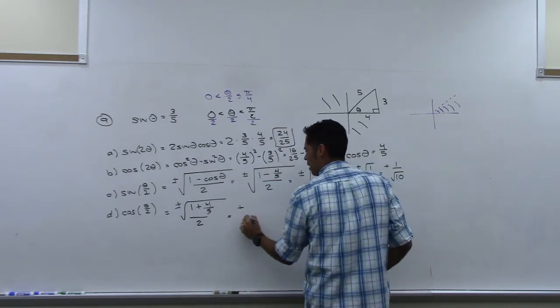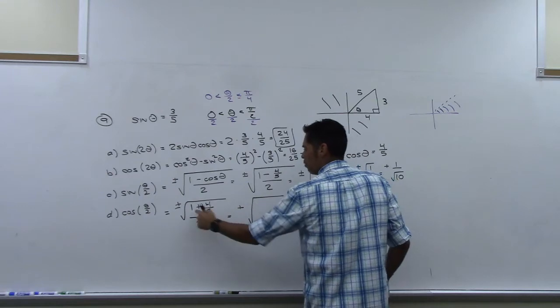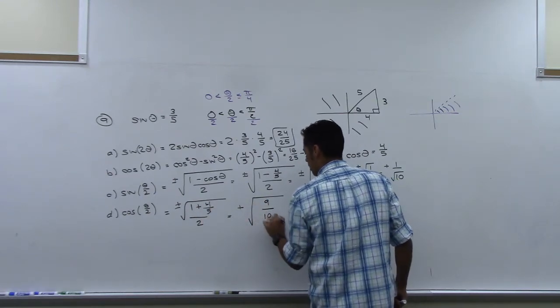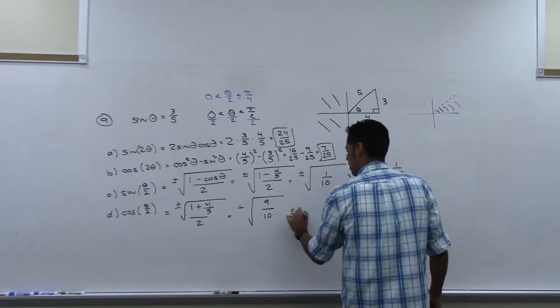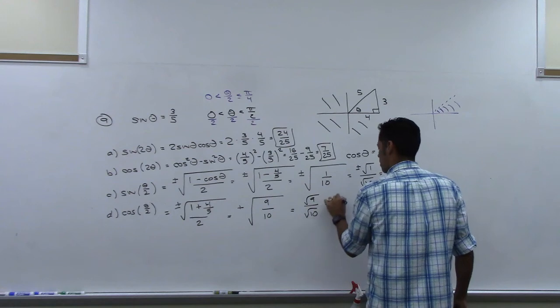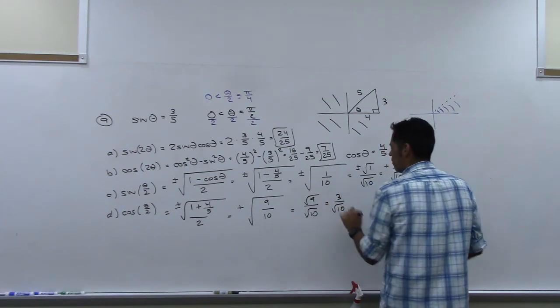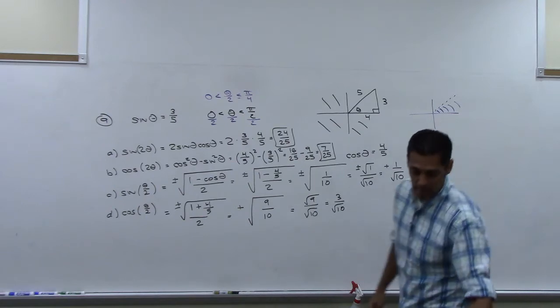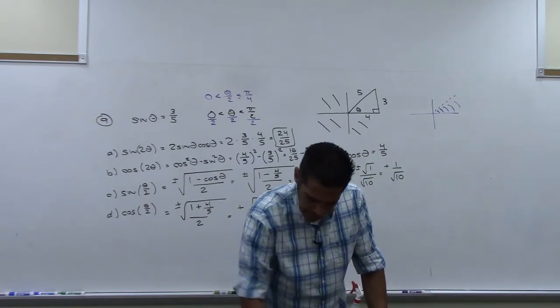I already know that. Square root of 1 plus 4/5 is 9/5. Then divide that by 2, you get 9/10. And so this is just root 9 over root 10, which is 3 over root 10. You could also rationalize that. Okay, I went fast through that, but that is it.